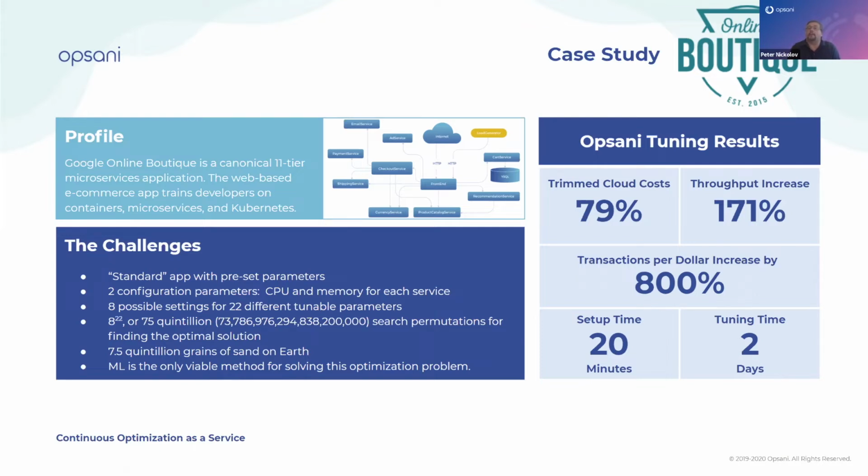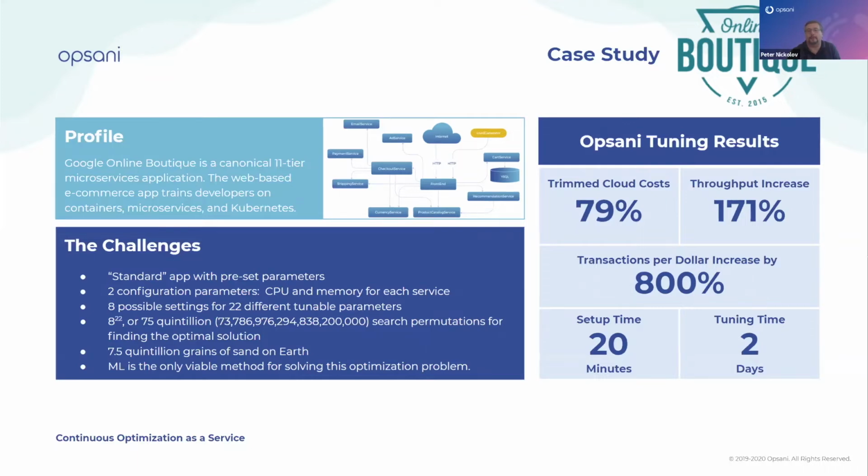And at the same time, we were able to increase its performance. The result of that optimization is that after it's optimized, you can get 8 times more transactions per dollar in running this application. And we did this with about a 20-minute setup by one of our engineers. And it took approximately 2 days for our system to find that unique optimal configuration among the 75 quintillion. We did this with machine learning.